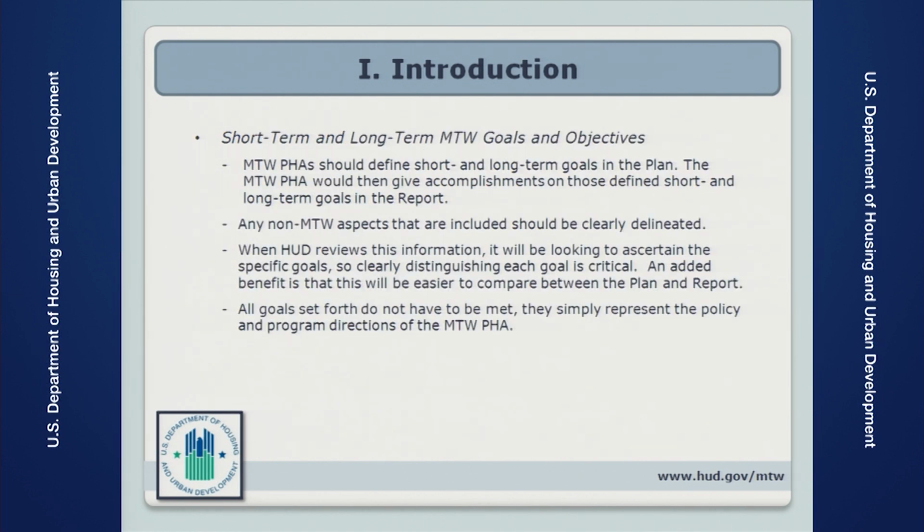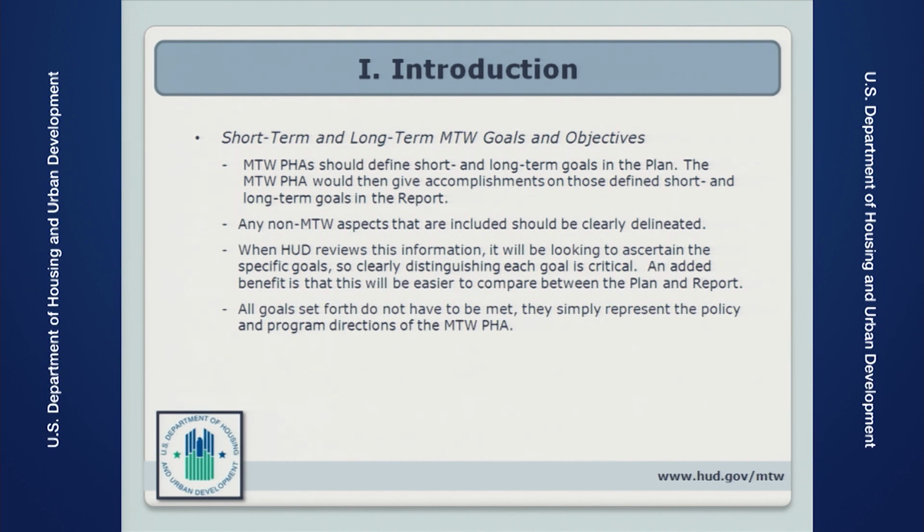Next in the introduction, agencies will be providing a summary of their short and long-term MTW goals and objectives. These should be defined clearly in the plan, so the agency should provide their goals in the plan. They should be discrete and able to be identified clearly. Any non-MTW aspects may be included, but they should be clearly delineated as non-MTW.